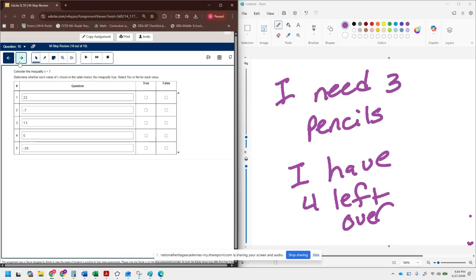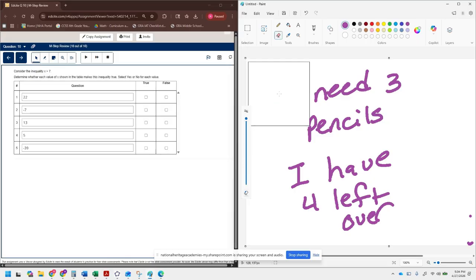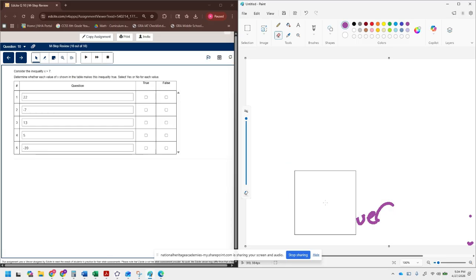All right, let's take a look at the last question. And so here, it is very simply asking, determine whether each value of x shown in this table makes this true or false. So is 22 greater than 7? Yeah, 22 is bigger than 7. It's more than 7.